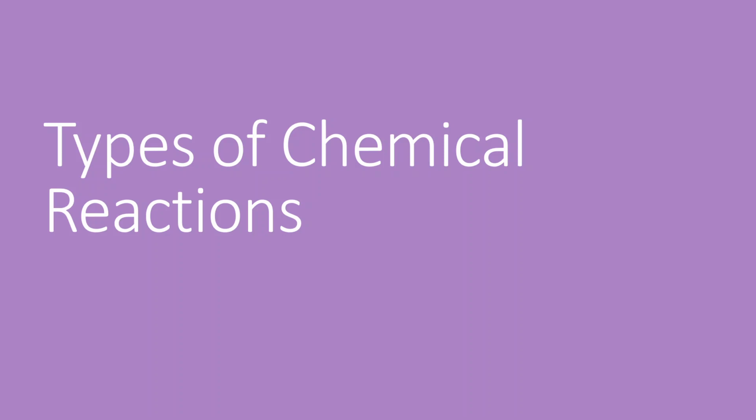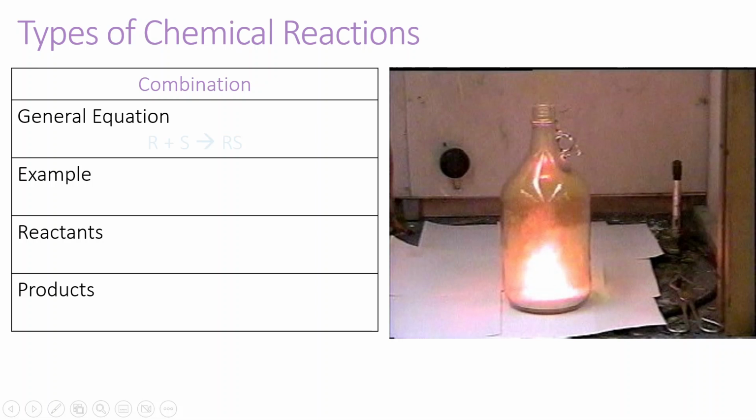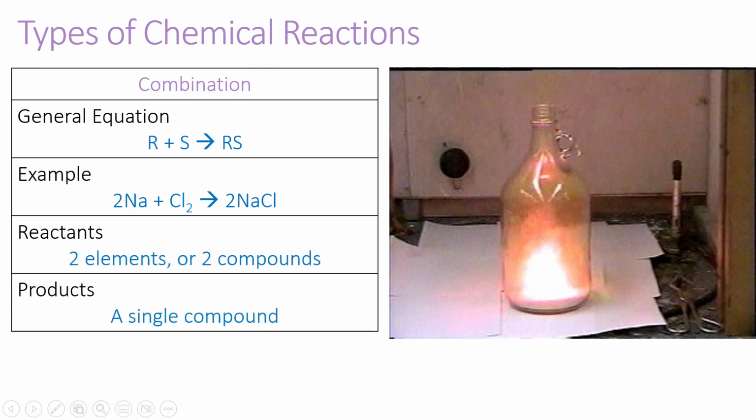Types of chemical reactions. So the first type we're going to look at is combination. Combination is exactly what it sounds like. We have two or more reactants that are going to combine together to make a single product.